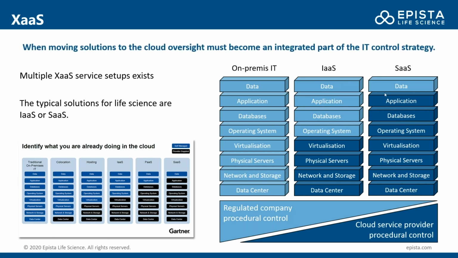What is really important when we move solutions from on-prem to the cloud is the oversight. The oversight must become an integrated part of the IT control strategy, because we are relinquishing controls, procedural controls, from the regulated company to the cloud service provider.